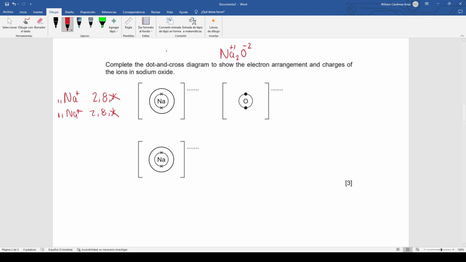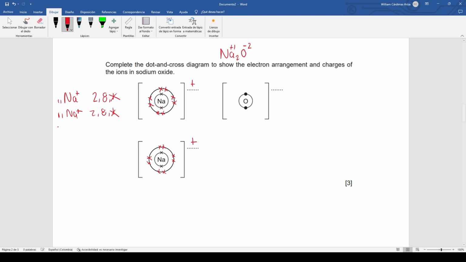Okay. And we have crosses here. So we continue with the crosses. And we have to put 8 crosses to represent the 8 electrons in the outer shell of each sodium. Okay, and now look, each sodium lost 1 electron, so you put plus, plus.